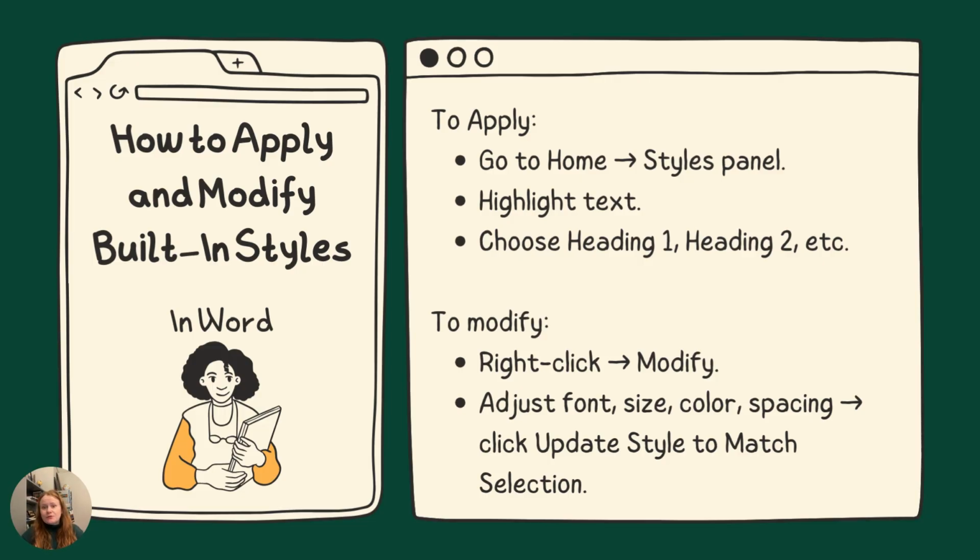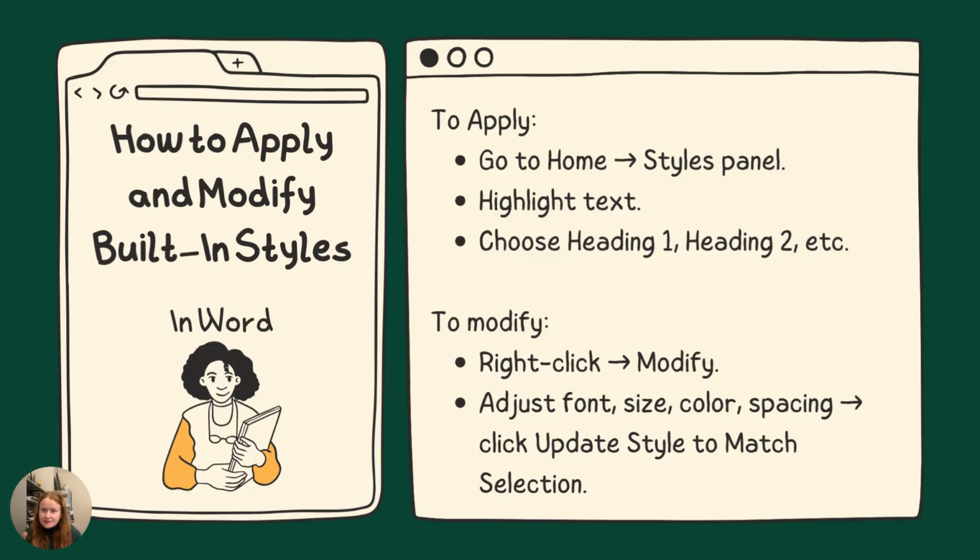So if you like the size of one of the headings, but you don't like the font, you can go in and change the font that is the default for that heading. So say I want heading 1 to be in Times, but I want heading 2 to be in Cambria. They're both in Times automatically.